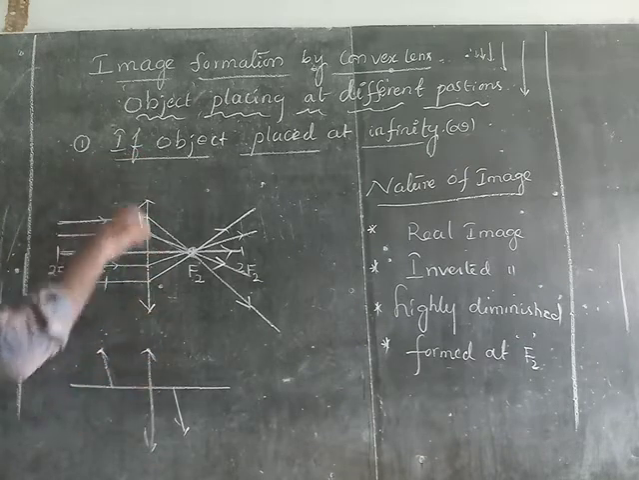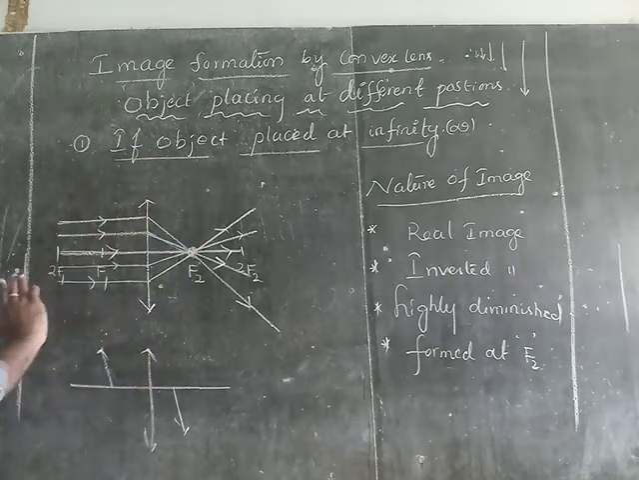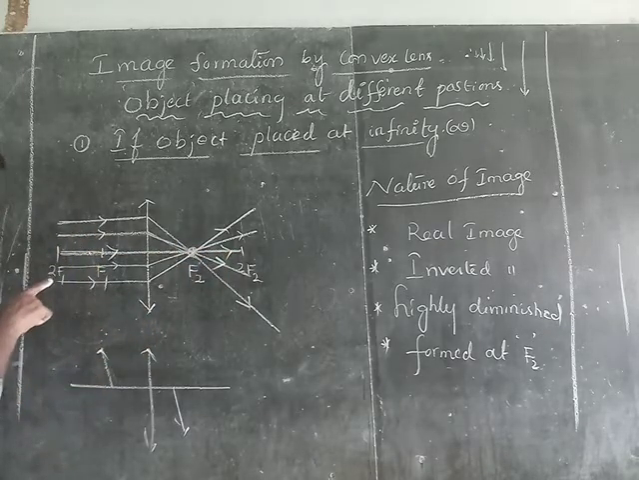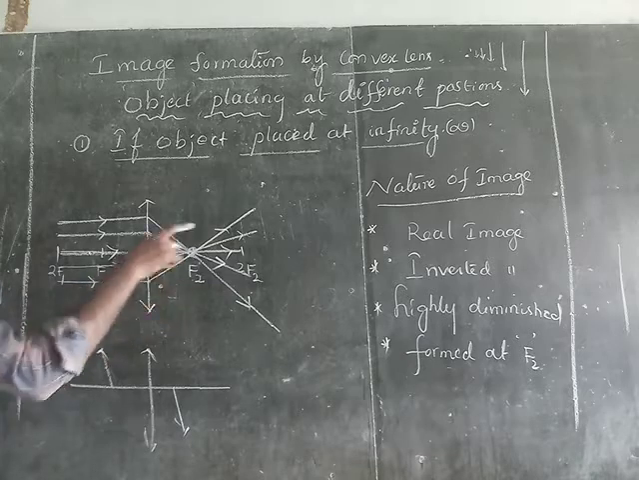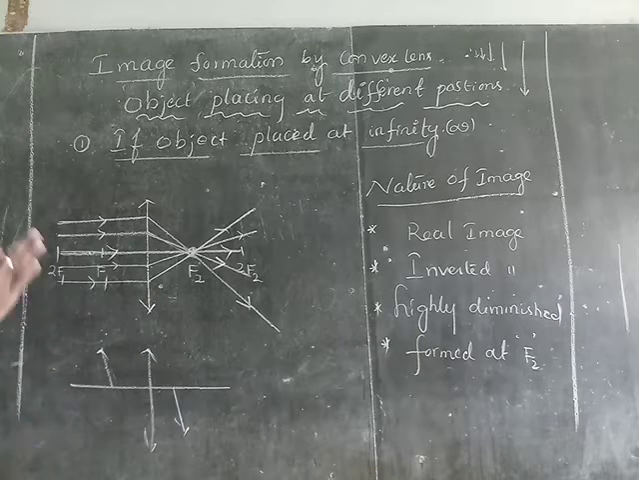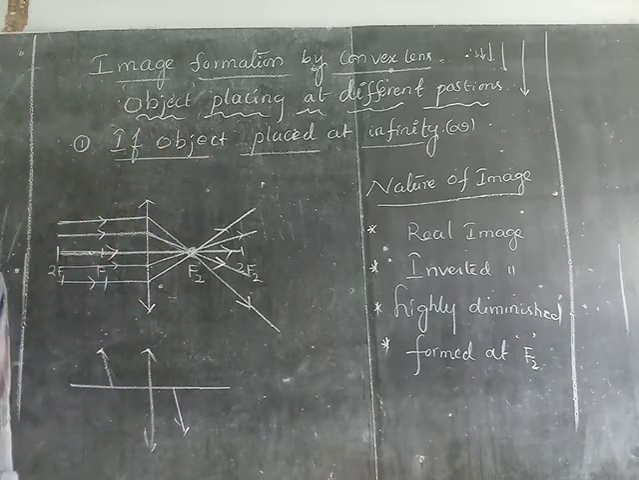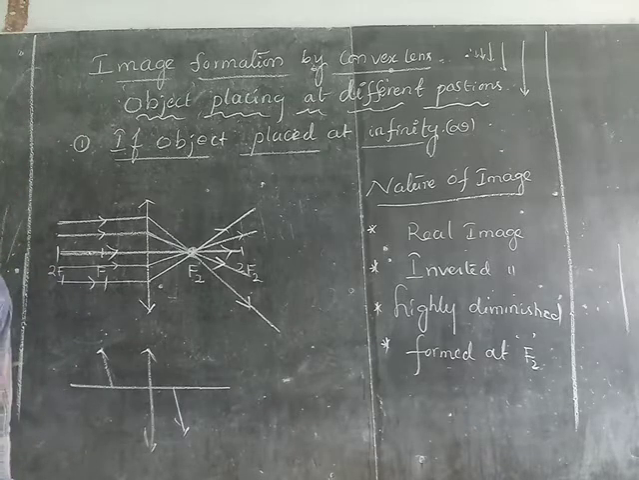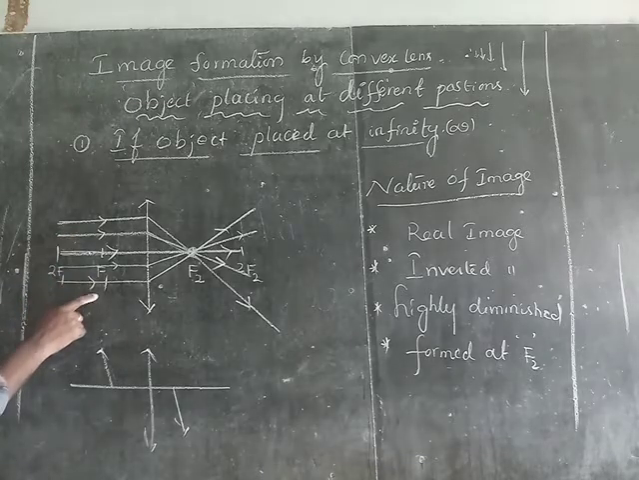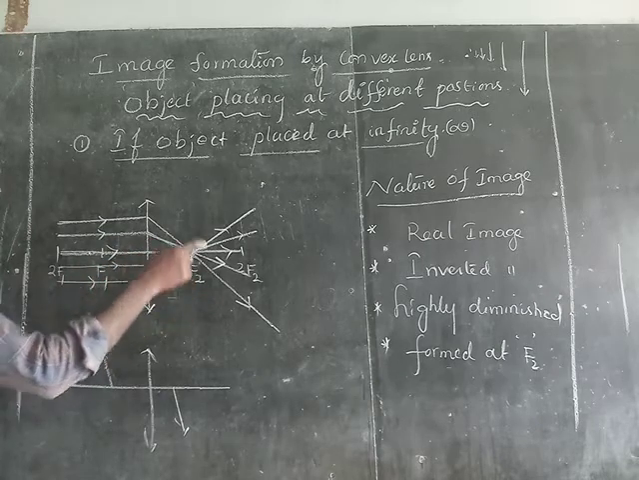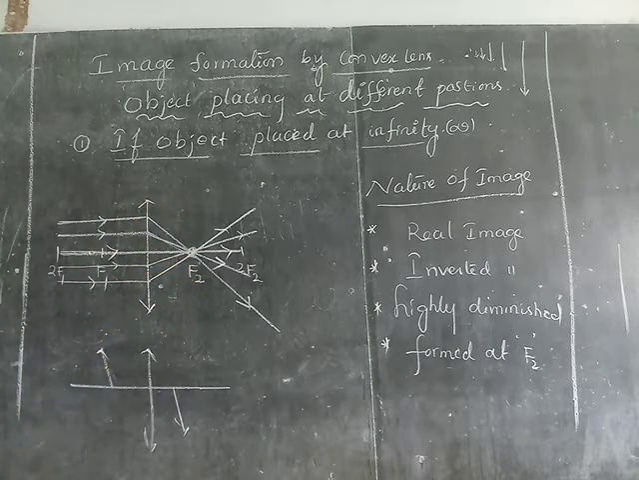First draw the lens. Later we have to draw the principal axis. We have to maintain equal distances and mark the labels F1, 2F1, F2, 2F2. Now, the object is placed at infinity, so we cannot draw the light rays from infinity. We have to draw parallel light rays which travel parallel to the principal axis and after refraction pass through the focus, by using the light ray rules.